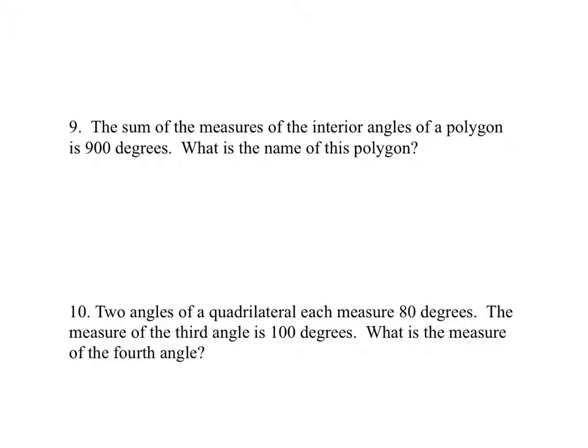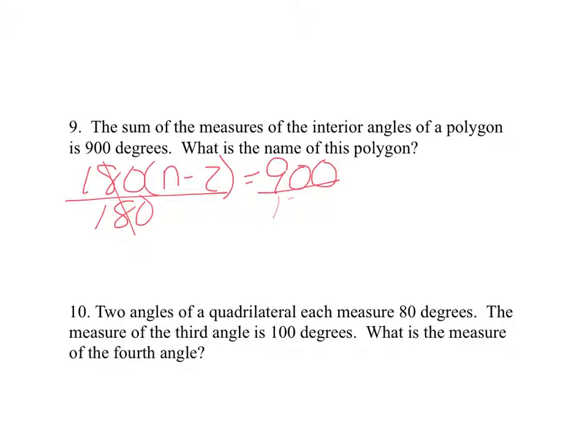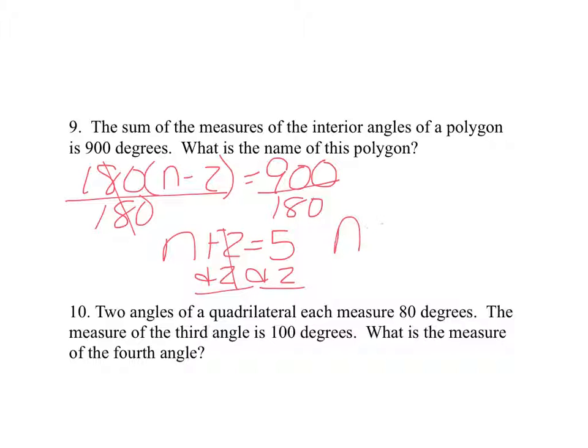In problem 9, we're going to work backwards. We still have the 180 times n minus 2. This time, though, we know the total worked out to be 900. We're going to divide each side by 180, and that leaves me with n minus 2 equaling 5. Add 2 to each side, and n is 7, which is a heptagon.